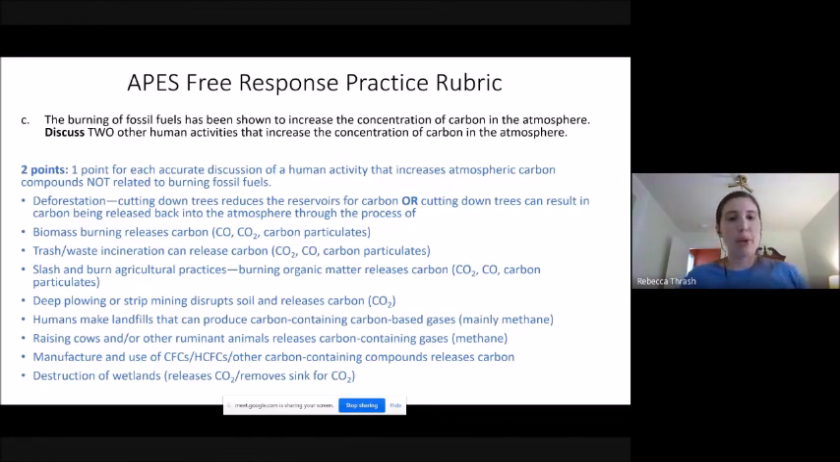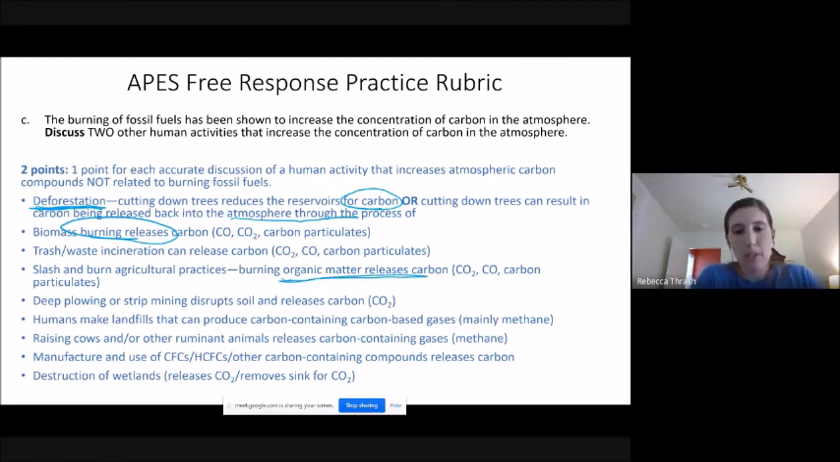Not only do we burn fossil fuels, but we also cut down trees during deforestation, which would reduce the amount of carbon that could be taken up by those trees. And so that is also going to result in the stored carbon in those trees being released back to the atmosphere through burning, possibly burning the trees there. We also burn trash or we incinerate other waste that can release carbon. Slash and burn agricultural practices, which we'll get to in the land use unit. Basically, we're burning down parts of the forest to re-enrich the soil for agriculture, but that's going to release a lot of carbon as a byproduct.